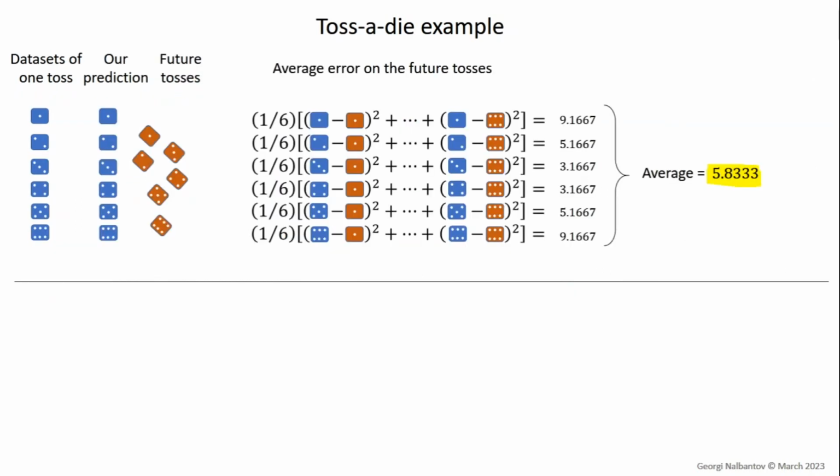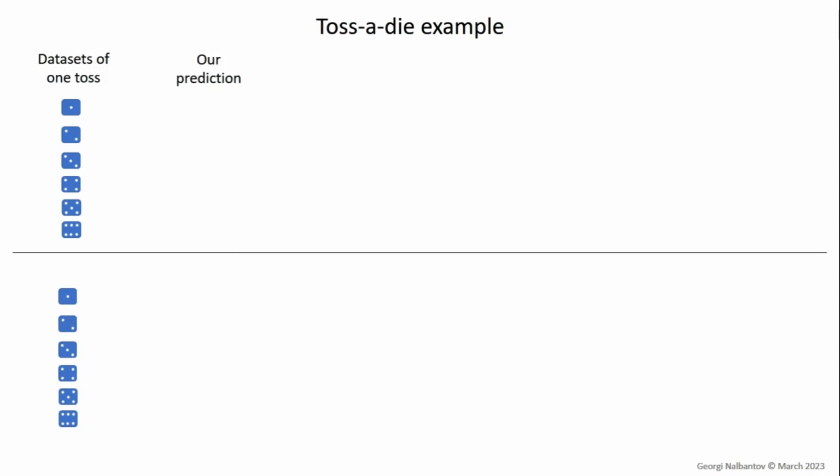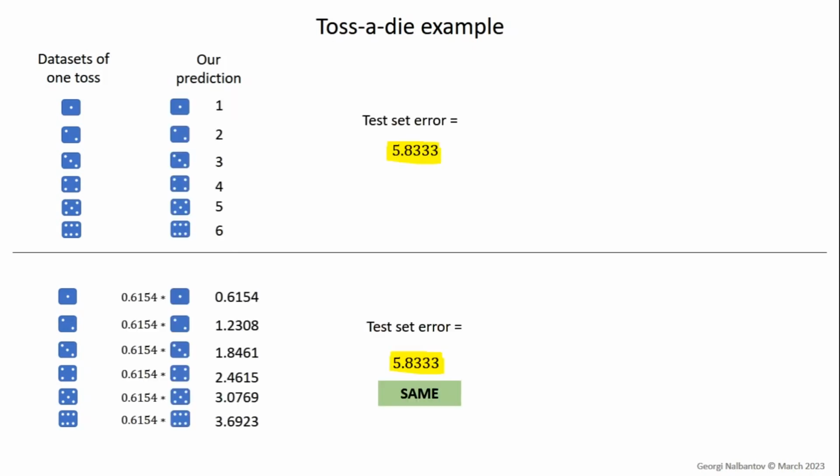Now let's return to our example. We saw that when we multiply by 0.615, we get exactly the same error, which is a little bit illogical because you almost multiply by a half what you see, and you have the same error, which is very, very strange for this example, but it's true. Now let's see the summary. Test error is the same in both these very different cases.